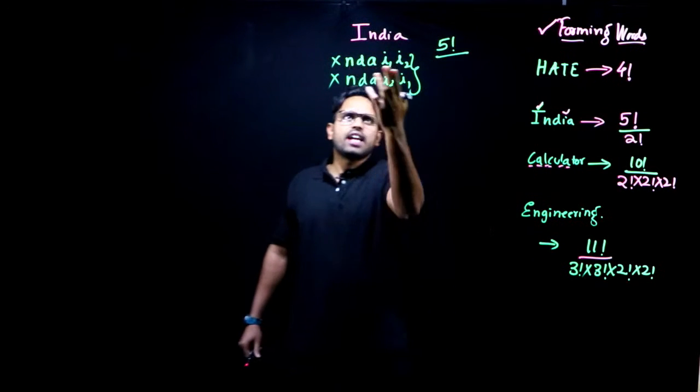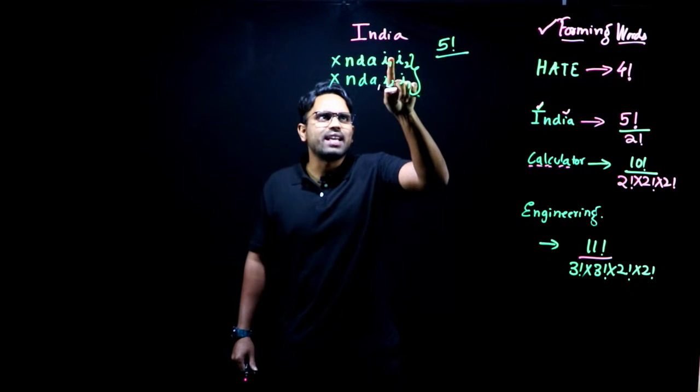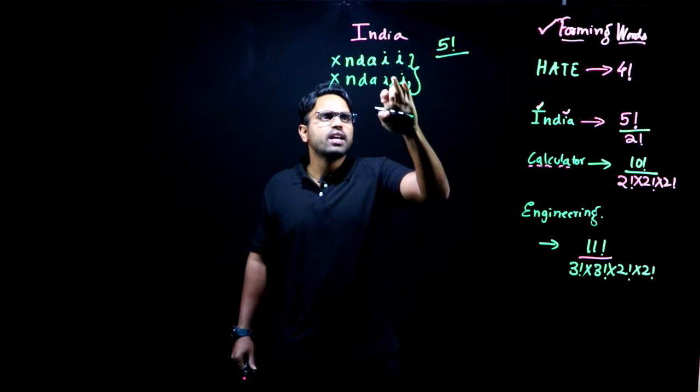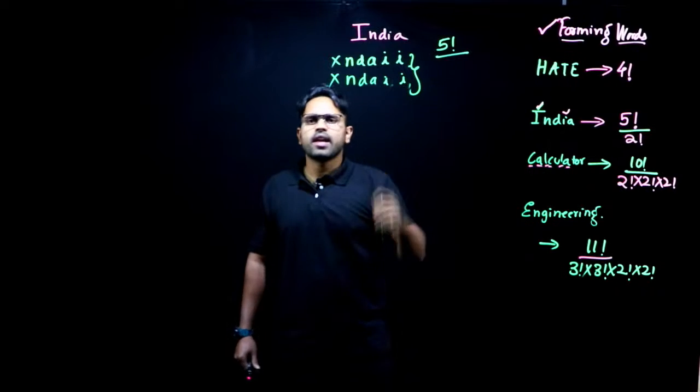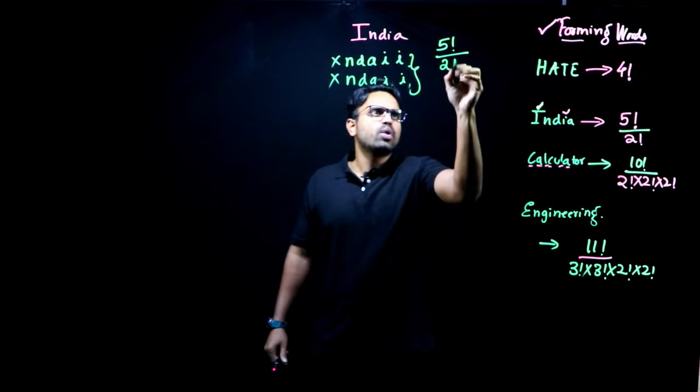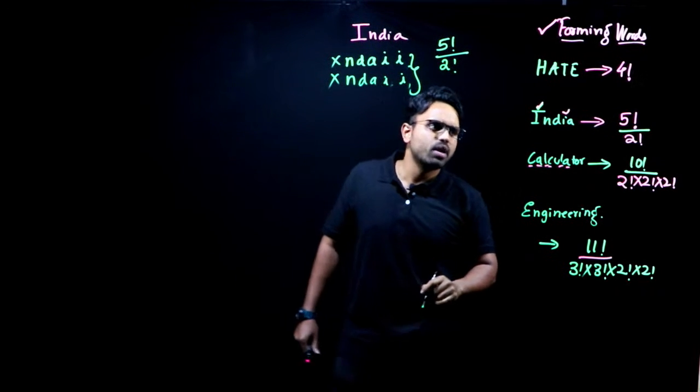If I write it as NDA, I1, I2, this I is what I have written. But when you see it, it is one and the same. It is I and I and I and I. So I have to divide it by 2 factorial.